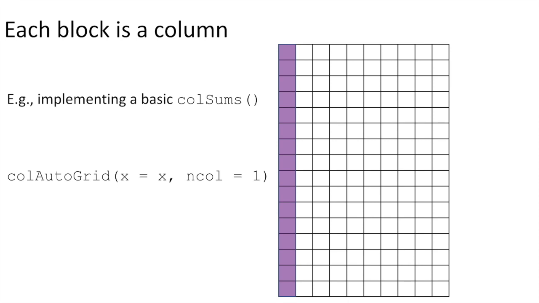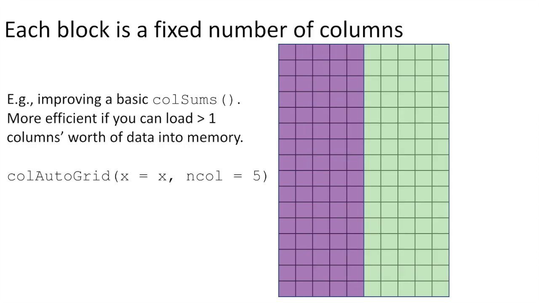Similarly, if we wanted to implement colSums, we could load each column of data into memory, compute the sum, and then move to the next column. More sophisticated block processing strategies might load multiple columns of data into memory. For example, if we are wanting to compute the colSums, it may be more efficient to load multiple columns of data into memory and compute on those all at once, rather than constantly reading data from disk.